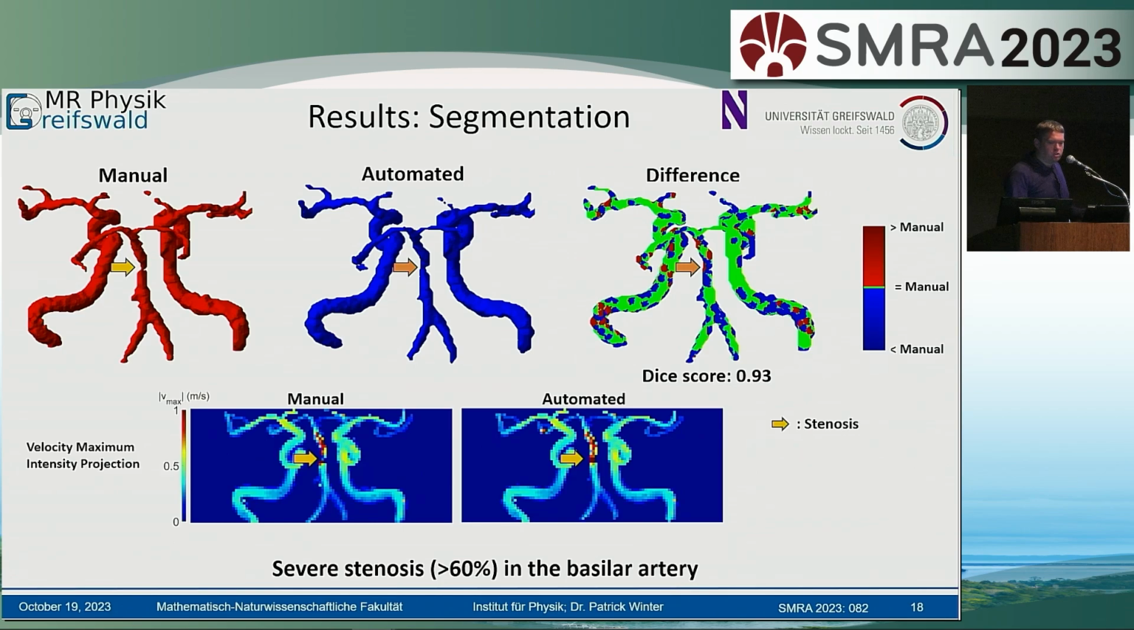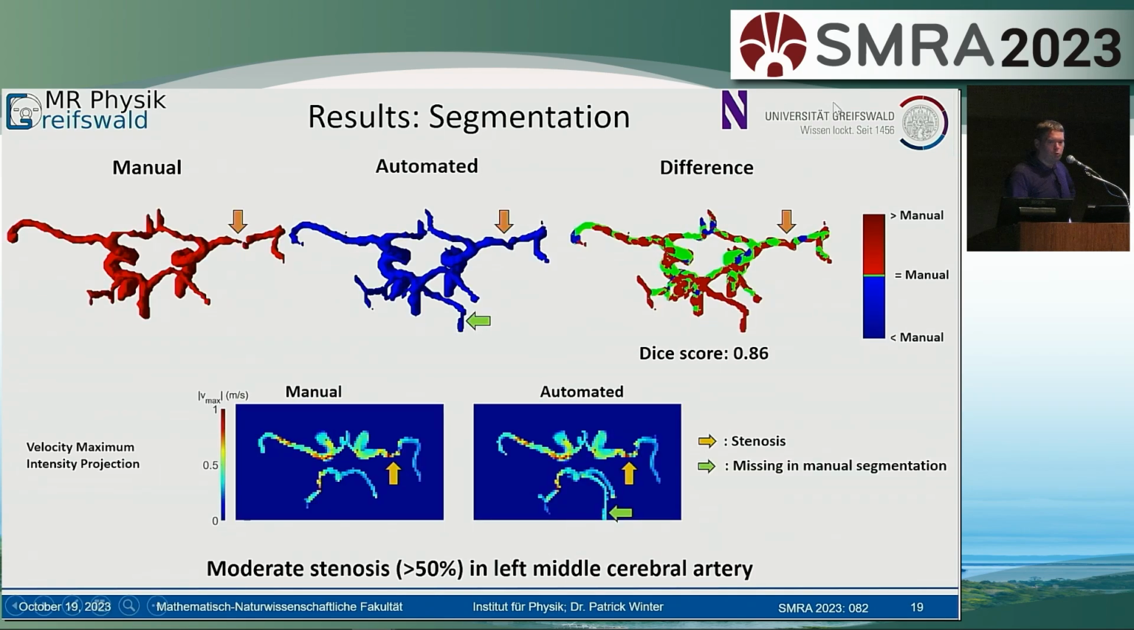The next slide shows another case with a moderate stenosis in the left middle cerebral artery. Here it is noticeable that the automated segmentation slightly overestimates in comparison to the manual segmentation. However, we were still able to achieve a quite good dice score of 0.86. And this agreement is also reflected by the maximum intensity projection maps. Interestingly, the automated segmentation was able to depict a vessel which was not present in the manual segmentation, as highlighted by the green arrow.